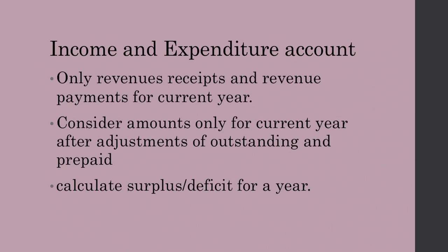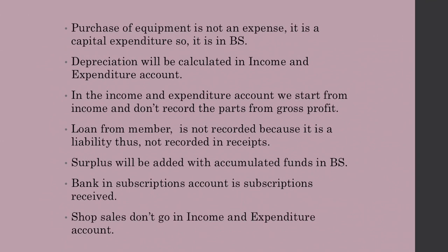The income and expenditure account contains revenue receipts and revenue payments. It considers amounts for the current year only, and it has adjustments for outstanding and prepaid items. It calculates the surplus or deficit for a year. Then you need to know that the purchase of equipment is not an expense, it is a capital expenditure. That's why it is in the balance sheet. The depreciation is calculated in the income and expenditure account.